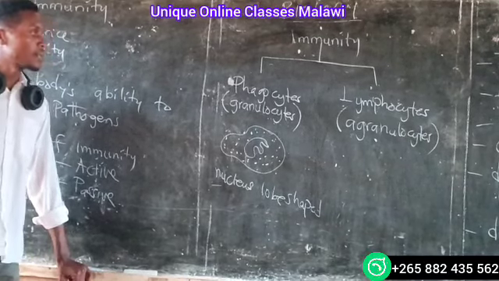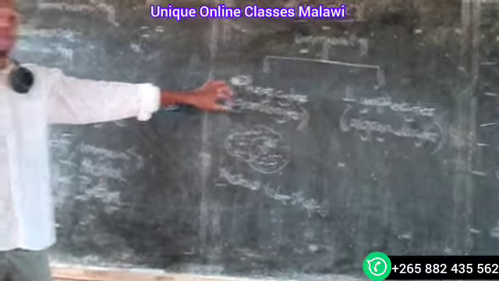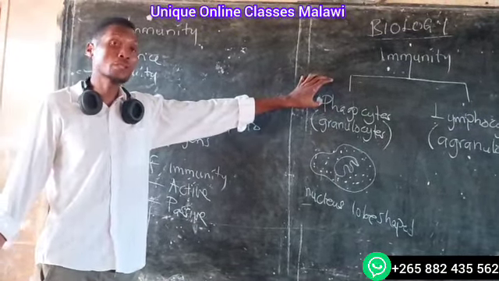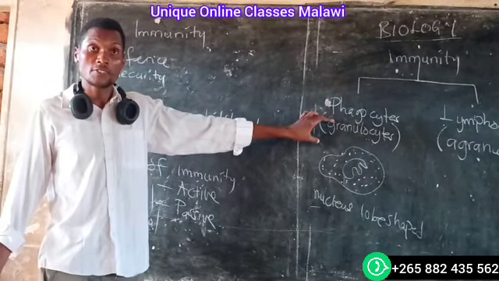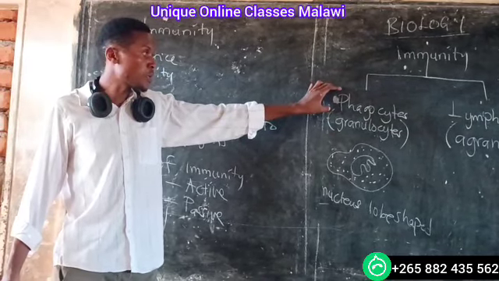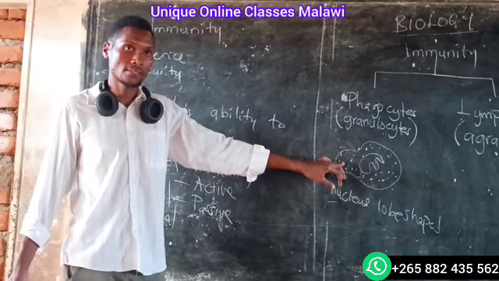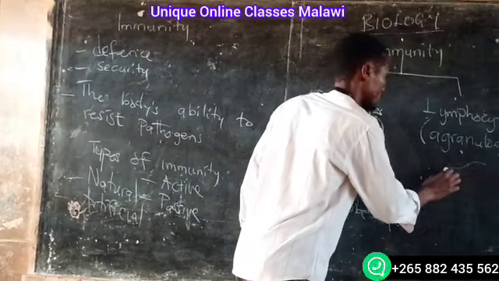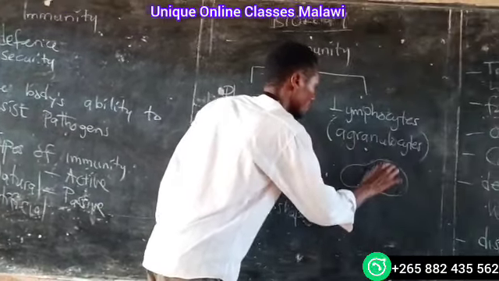Granulocytes. Remember, all of the phagocytes are granulocytes. Why are they called granulocytes? Because they have got granules. The typical shape, nucleus.